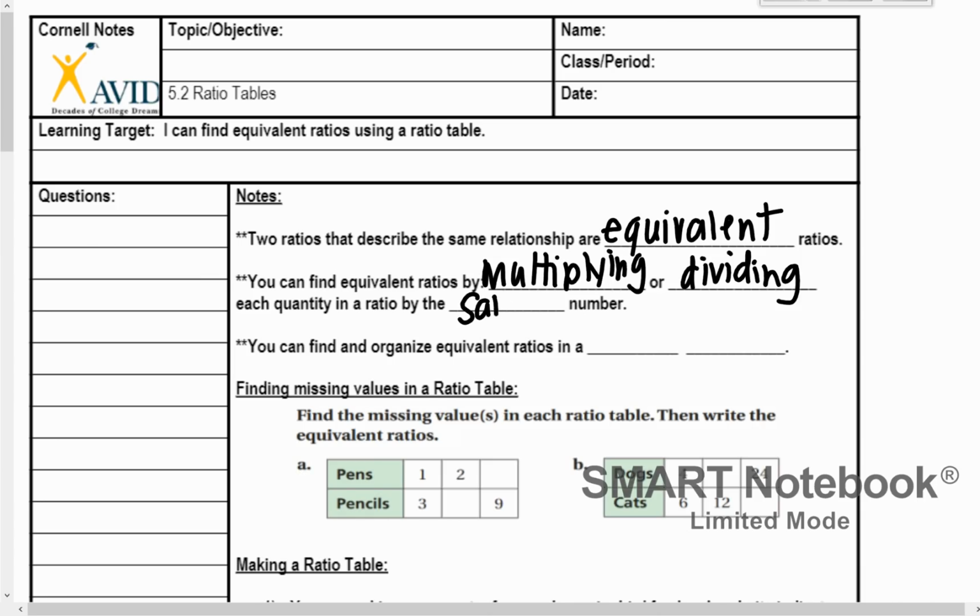It's just like when you simplify fractions. You need to multiply or divide the top and bottom by the same number. Okay. You can find and organize equivalent ratios in a ratio table.